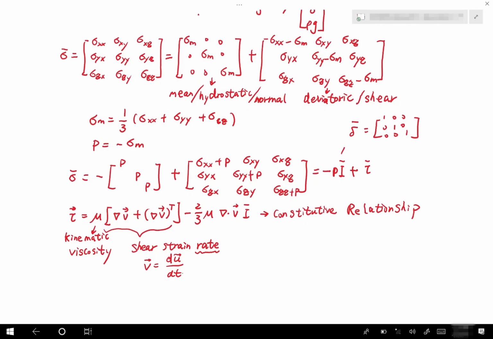So in the mechanical field, we talk about the gradient of u, so that's a strain. And here we talk about the gradient of v, so we have one more derivative with respect to time, so it's a rate. We add a rate here. And here, the second term is the volumetric strain rate.